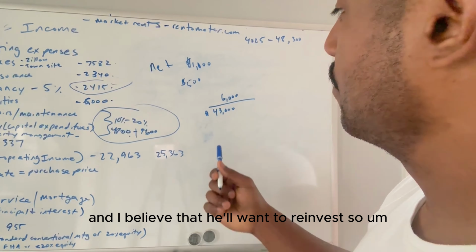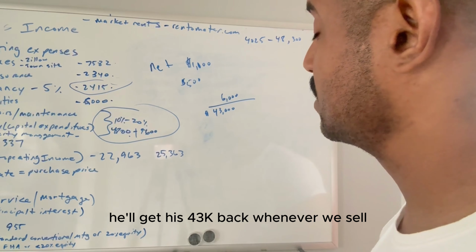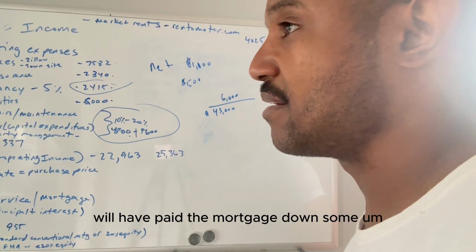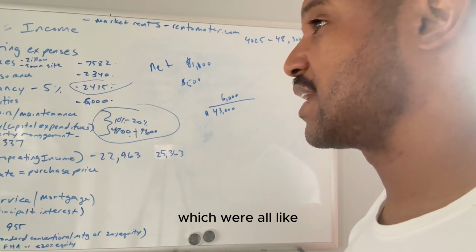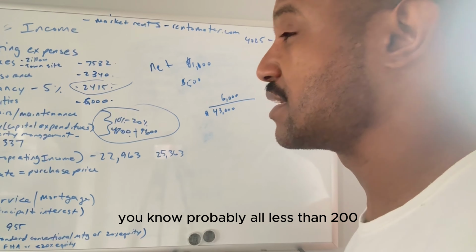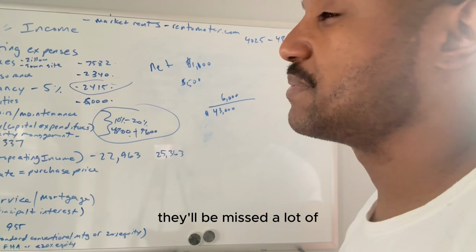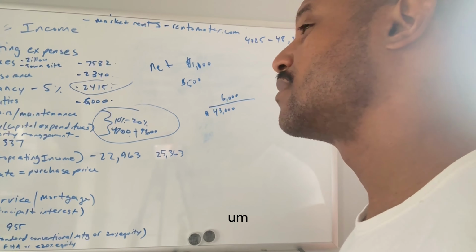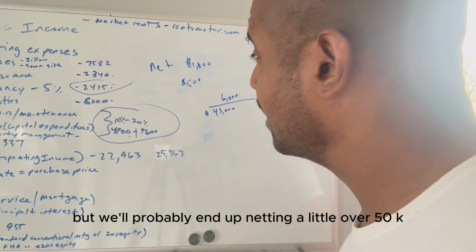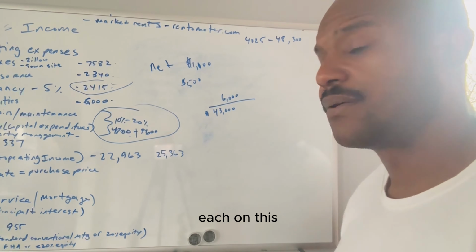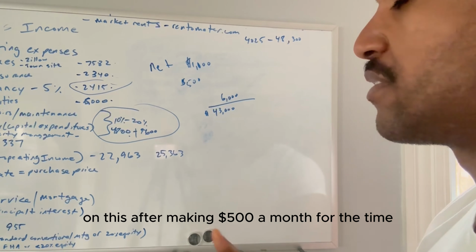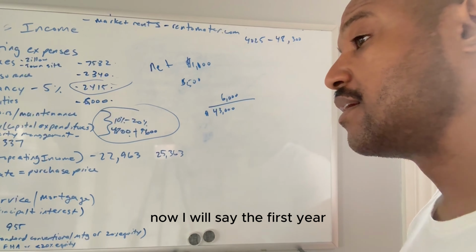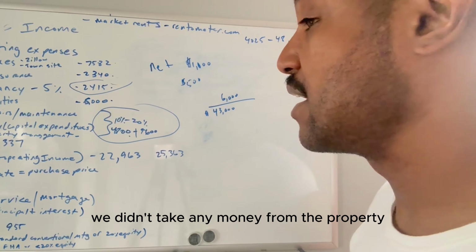So he'll get his $43K back whenever we sell, and at that point we'll have paid the mortgage down some, so we'll probably owe less than $200K. Let's just say we owe $190K. There'll be a number of miscellaneous fees that'll come out of it. But we'll probably end up netting a little over $50K each on this, after making $500 a month for the time. Now, I will say, the first year, we didn't take any money from the property.